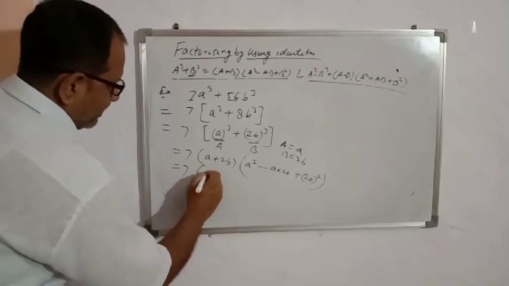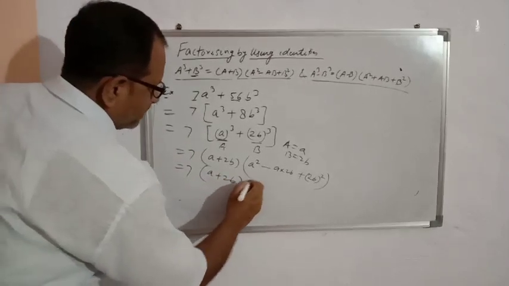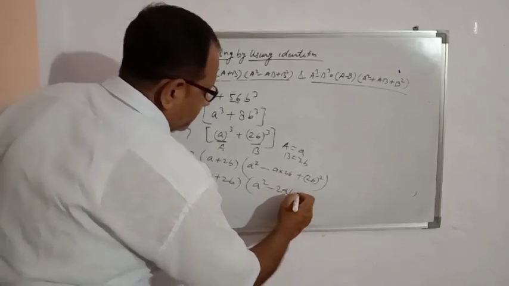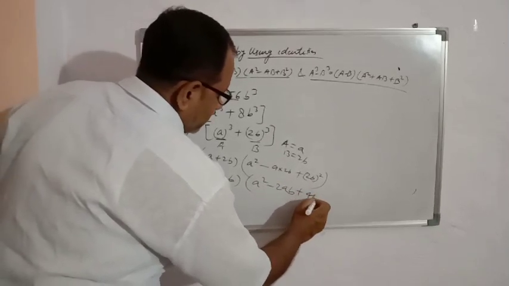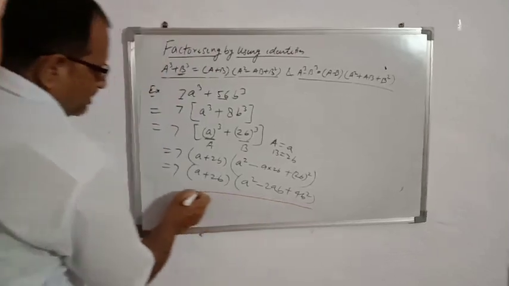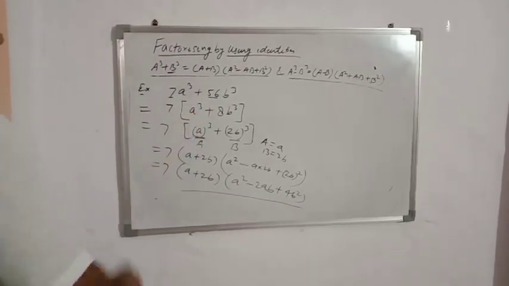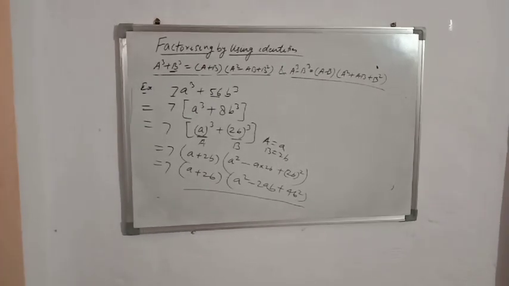Simplified: 7 into a plus 2b. Next bracket, a square minus 2ab, and 2b whole square will be 4b square. This is the factorization of 7a cube plus 56b cube.